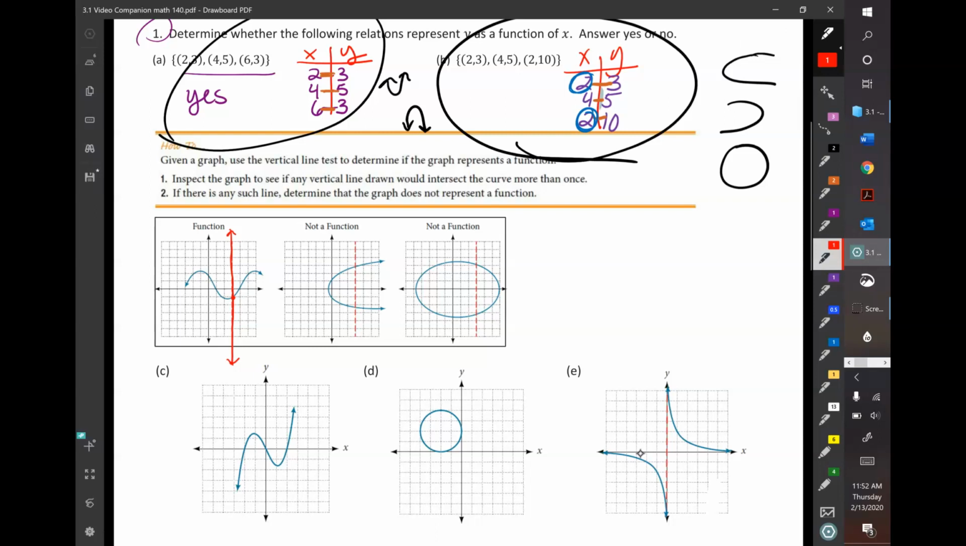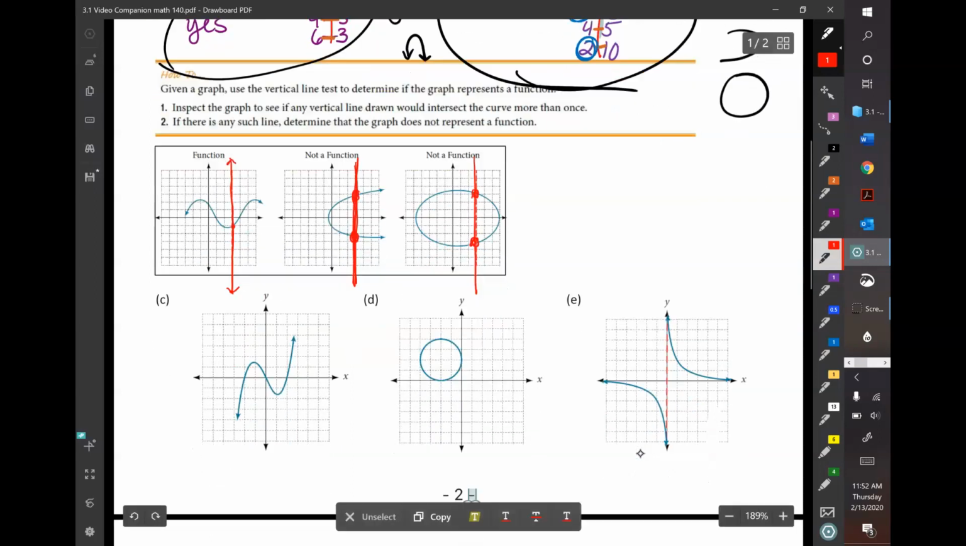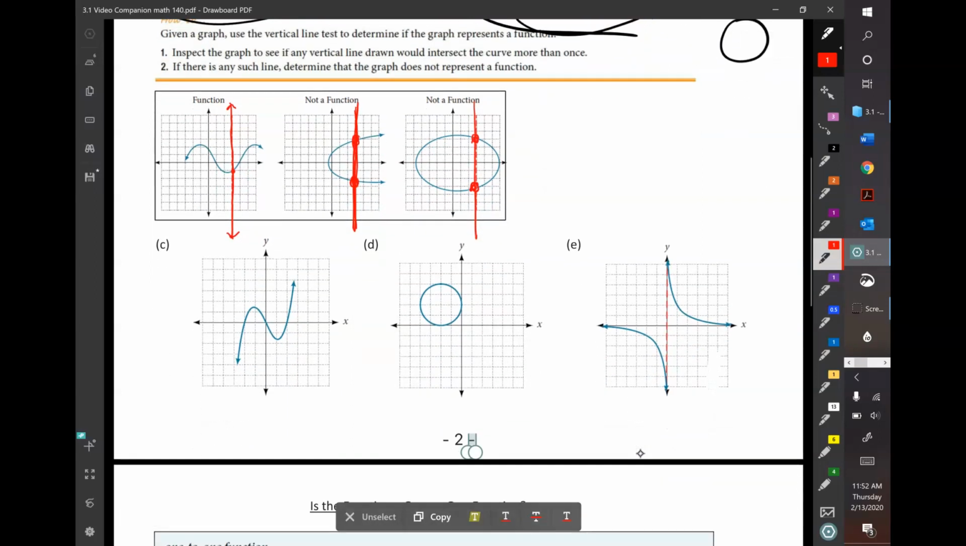Not the same for this one, not a function. We are going to hit twice if we go through. So we hit twice. Same for the circle, not a function. Okay. So for C, D, and E, just pause the video really quick, see if you can do that yourself, and tell me if it's a function or not a function, and draw your line through.